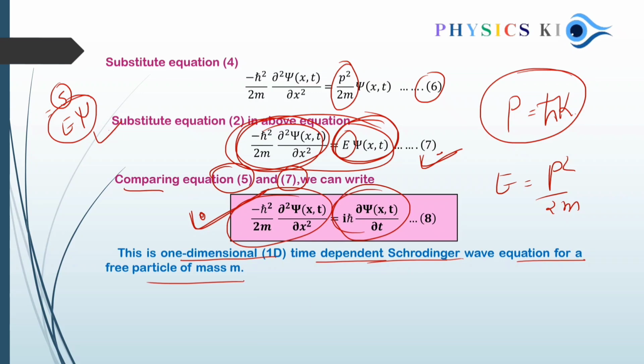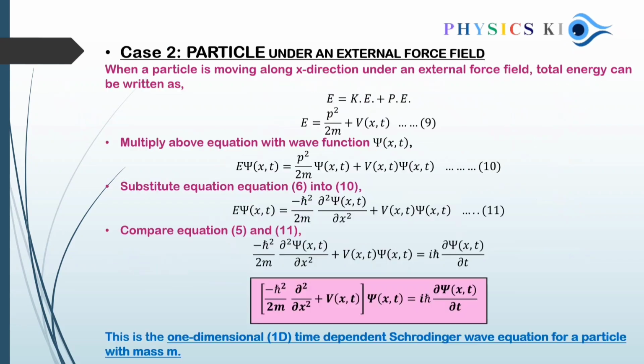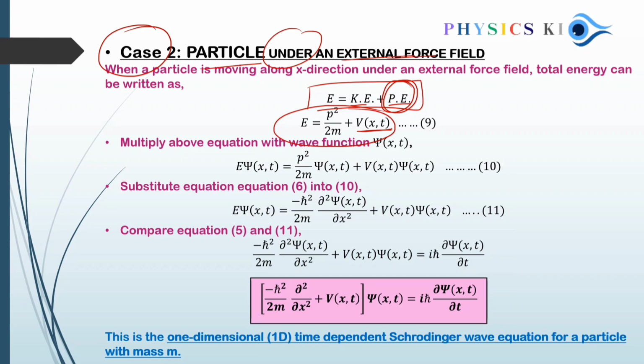But whenever potential is included, what happens? Let's see. This is your second case, a particle under an external force. That means E is equal to kinetic energy plus potential energy, but here there is some potential, whose value is V of x,t, which depends on x and t both. So now let's go with the same equation, just multiply psi of x,t on both sides.